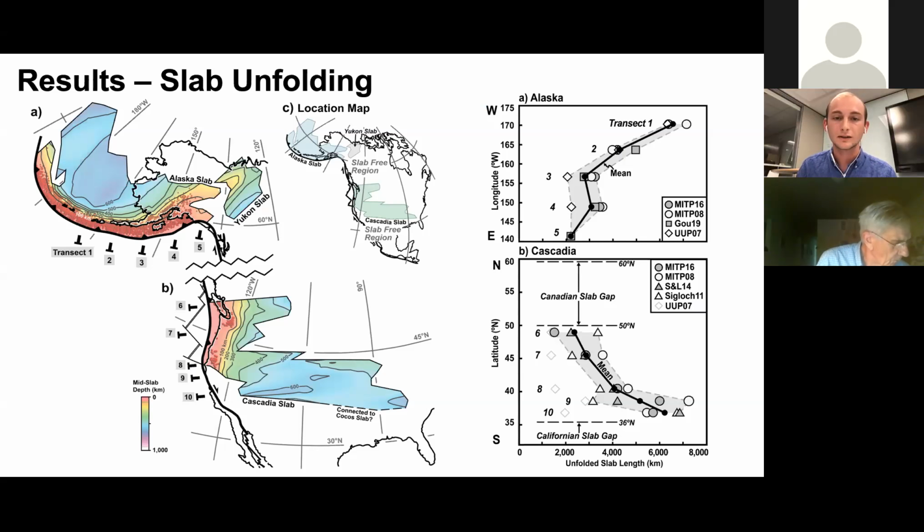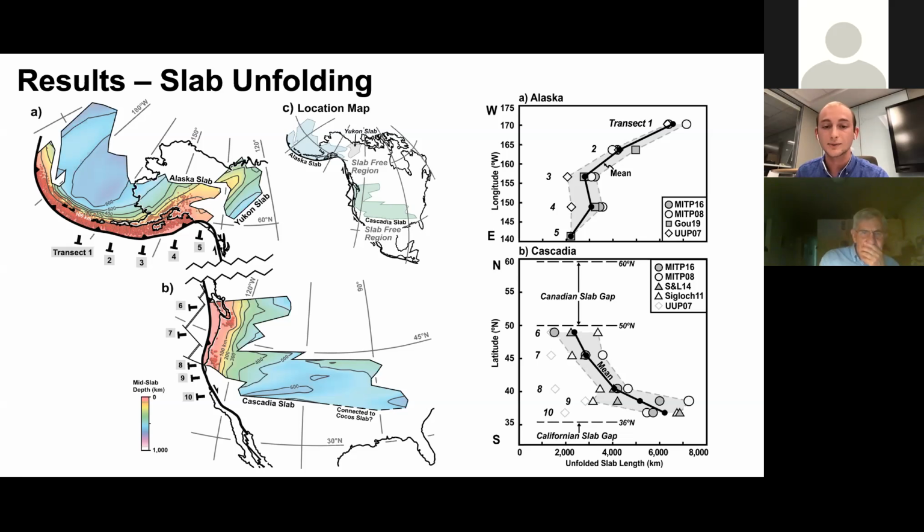So now we can put all of these mid-surface maps together and actually do the unfolding analysis. What we can see here is that on either of these maps, we have transects 1 through 5, and then 6 through 10 here. And then on the right, we have two plots. Both are the unfolded slab lengths against latitude for the Cascadia slab, or against longitude for the Alaska slab. Within these plots, transects 1 through 5 are notated here, and then 6 through 10 are notated here.